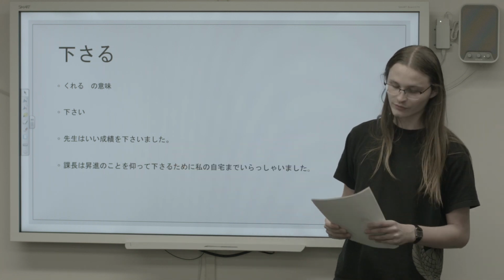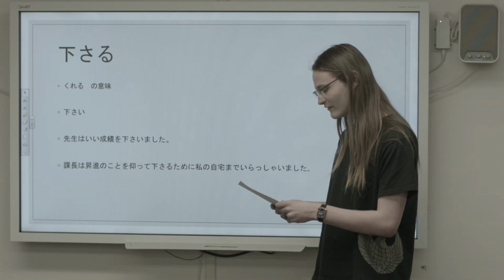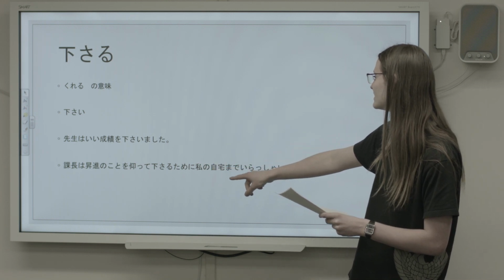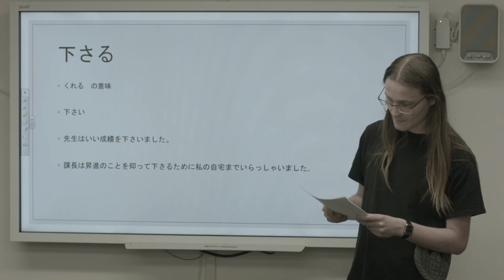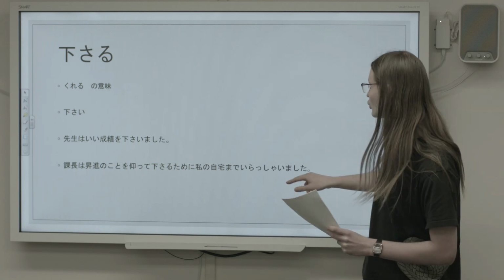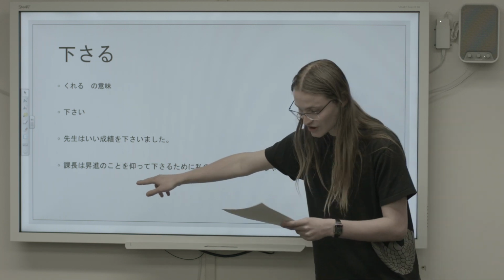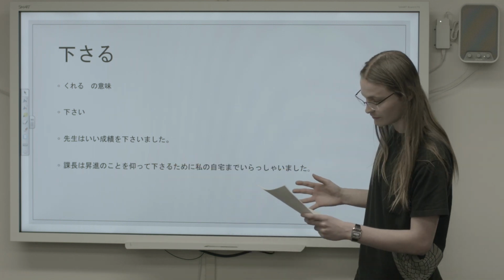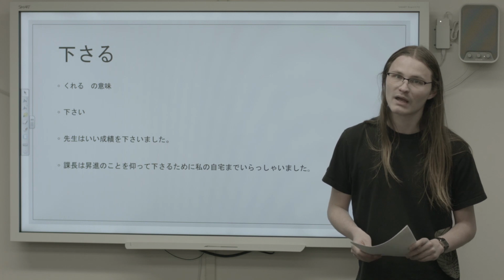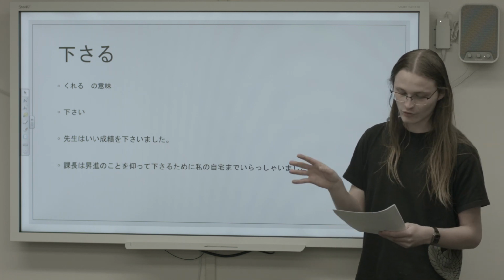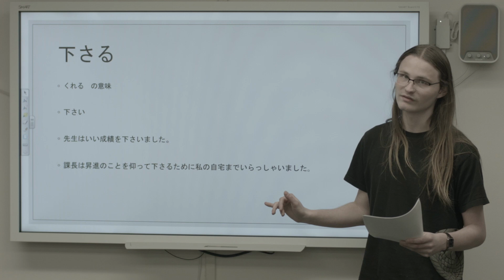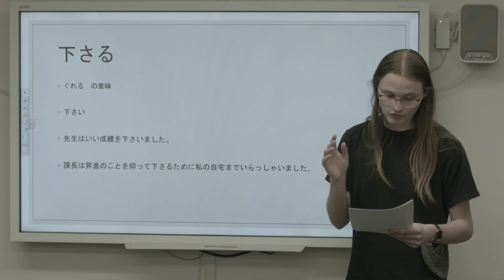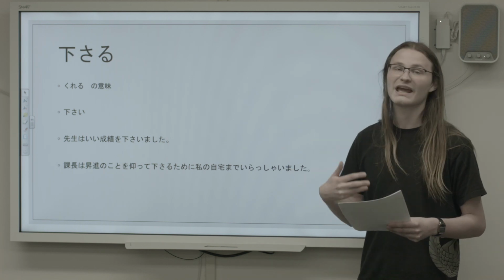Now let's look at kudasaru when it's preceded by another verb. So we have here, 課長は上司のことをおっしゃってくださるために私の自宅までいらっしゃいました. In this sentence, we see kudasaru preceded by osharu, which we just covered earlier in the lesson. Putting everything we've covered together, what do you think this sentence might mean? I suggest taking a minute to think about it if you're not quite sure, because it's really going to be helpful if you could figure this out on your own. Hopefully, you were able to understand the sentence as equivalent to the section chief came to my house to tell me of my promotion.